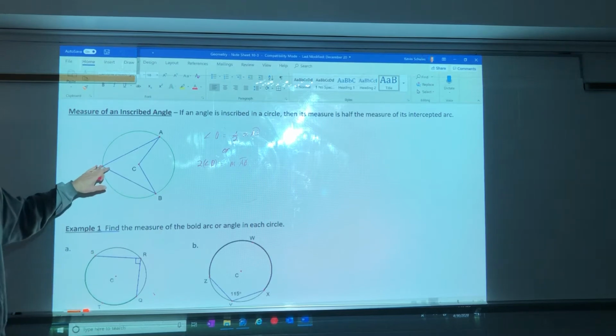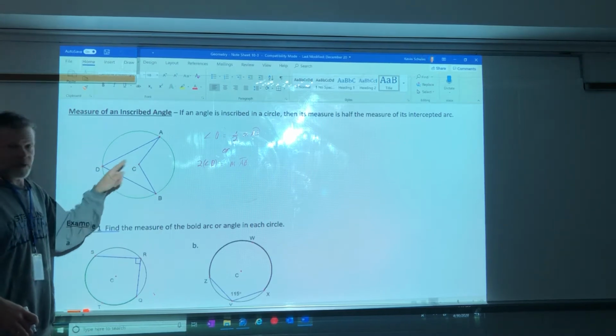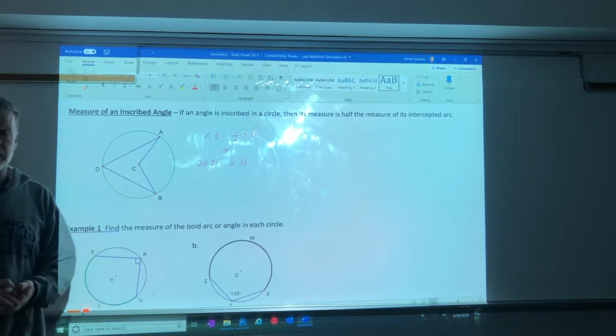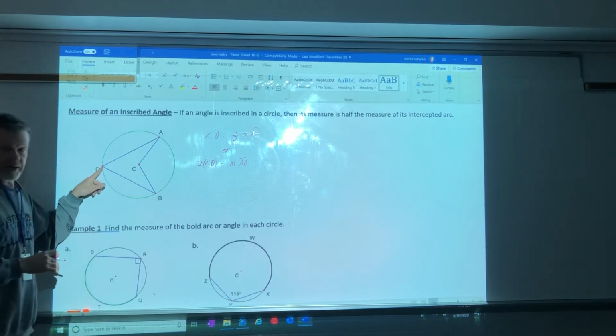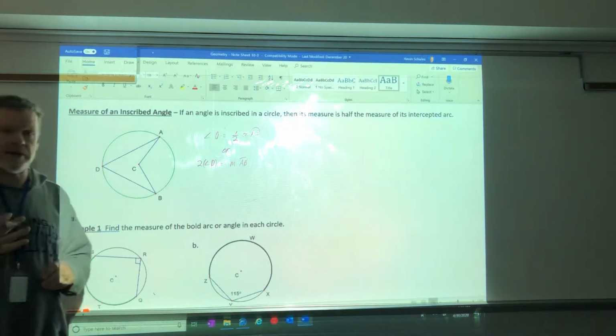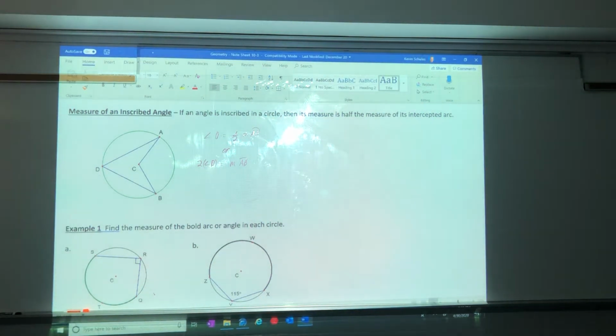Okay, and we're talking about inscribed angle. Remember, when we did a central angle, whatever the measure of the central angle was, the arc was the same measure. Okay, here it's a little bit different with an inscribed angle. It's important that you know the difference between those two.